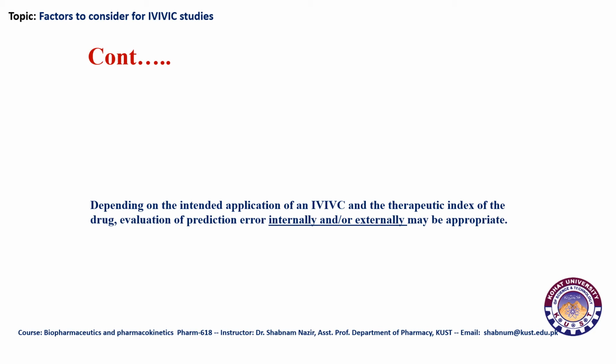So in that situation, on the basis of your wrong predictions, you could be taking a risk with the life of the patient. So I think you can understand that whenever IVIVC studies are performed, along with the BCS, another important parameter is the therapeutic index of the drug, which also gives very important information about the drug's nature, how safe it is, or how many chances you can take in the case of such a drug.